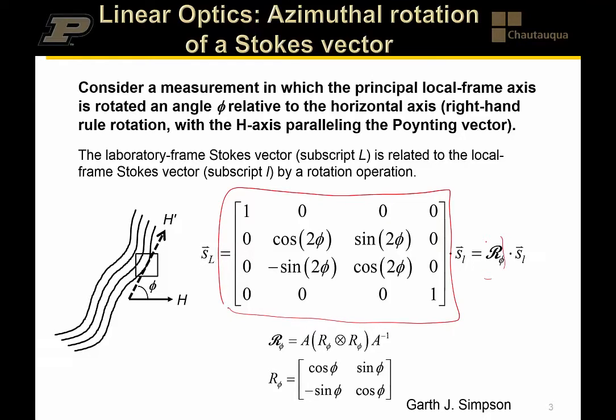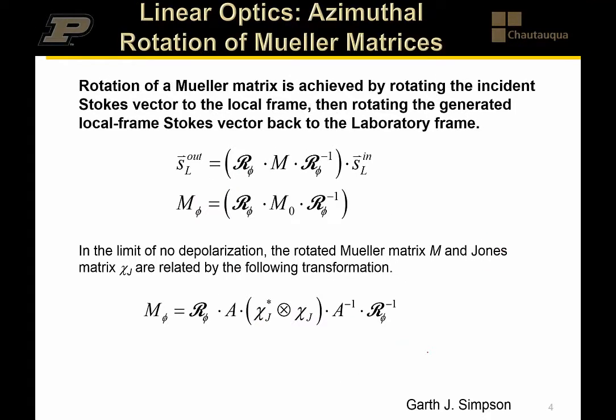The script R is meant to indicate that it's a 4x4 rotation matrix that rotates the Stokes vector, as opposed to the 2x2 that we had to rotate the Jones vector. All right, and that's all well and good. We now have a way of rotating reference frames. How do we apply this?